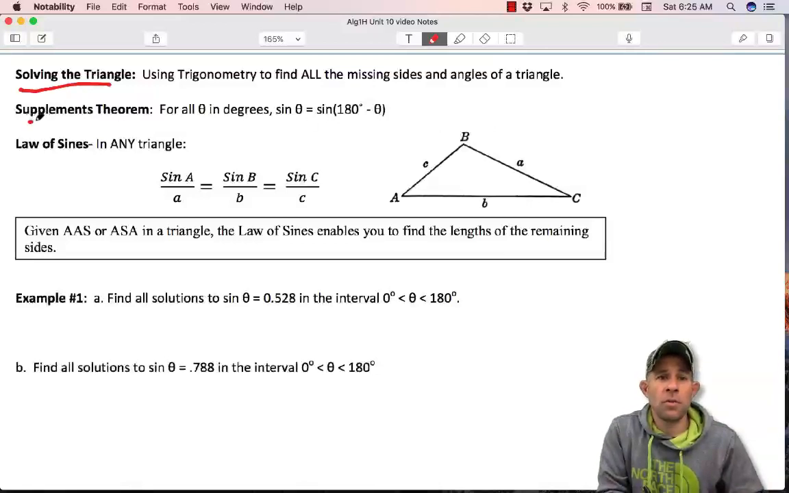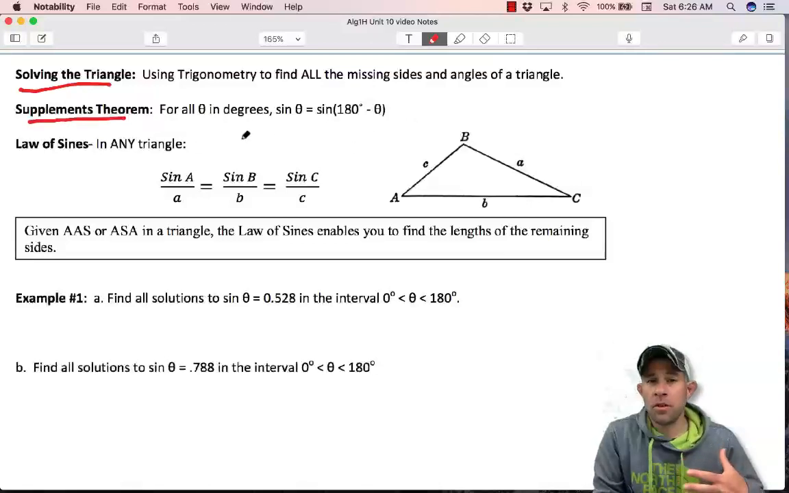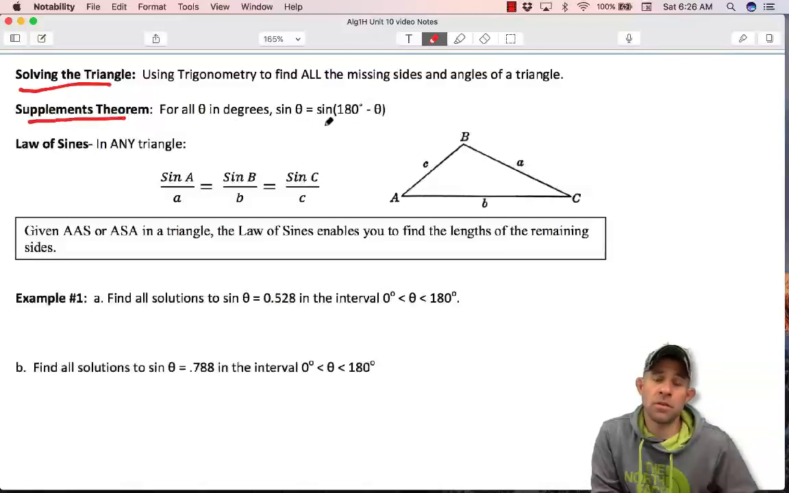So also, we want to introduce to you this supplements theorem. Now, because of the symmetry and the rotational symmetry of the unit circle, for all thetas in degrees, the sine of theta is also equal to the sine of 180 minus theta.